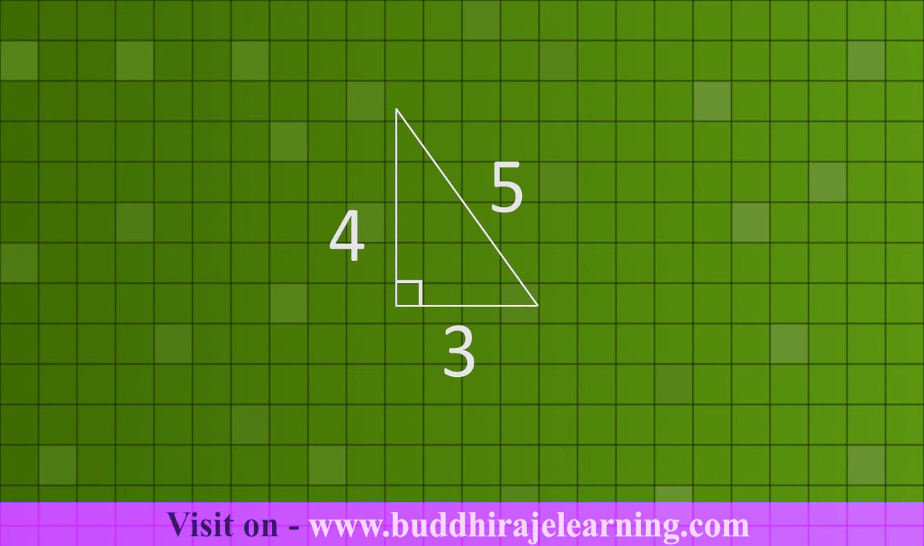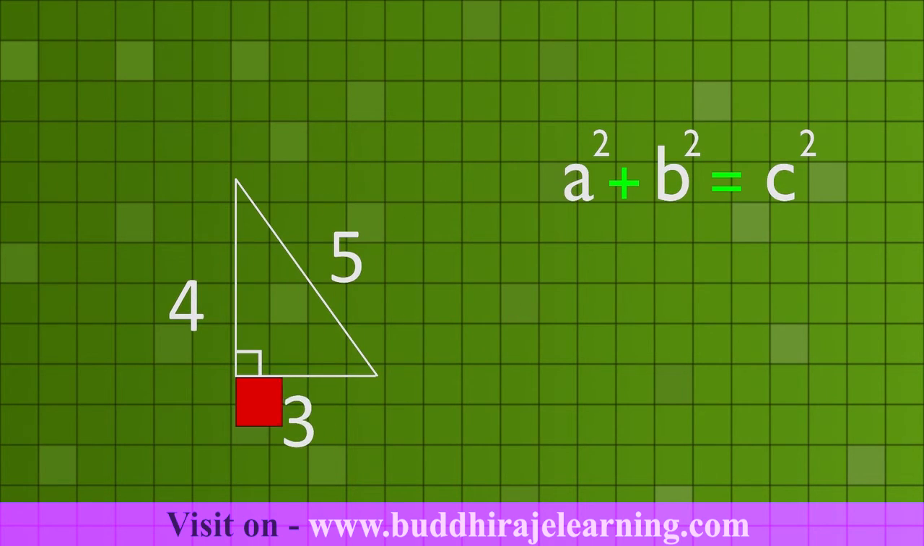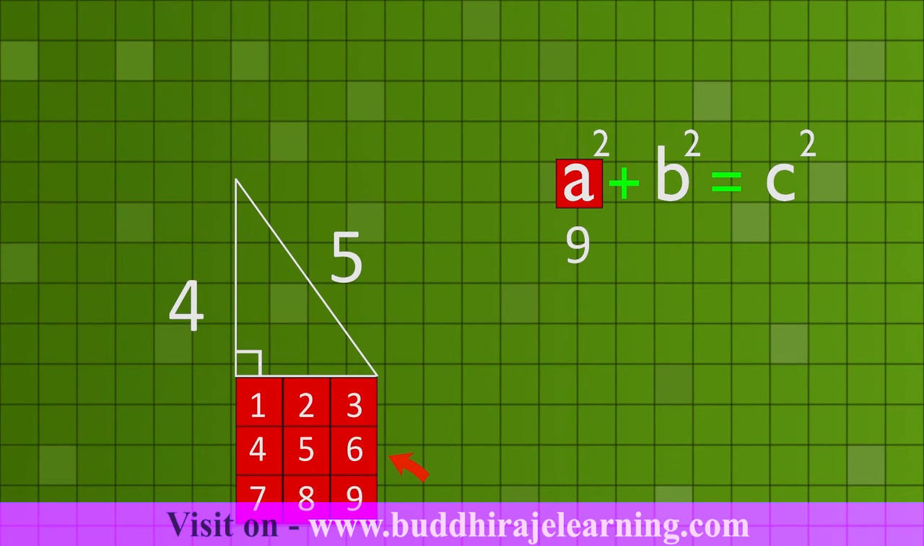Let us denote the side with length 3 units by A. If we square A, then here we get 3 into 3 equal to 9. And in geometry, we can imagine this as a square standing on the side with length 3. We can see that there are 9 small squares within the bigger square. Therefore, this red part indicates A square in the Pythagoras theorem.